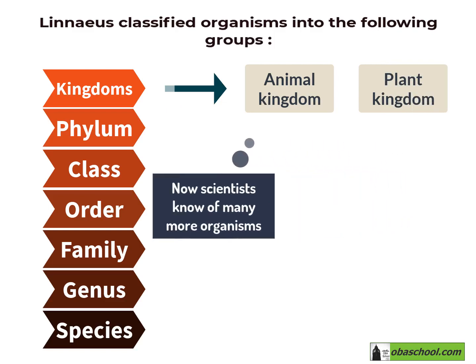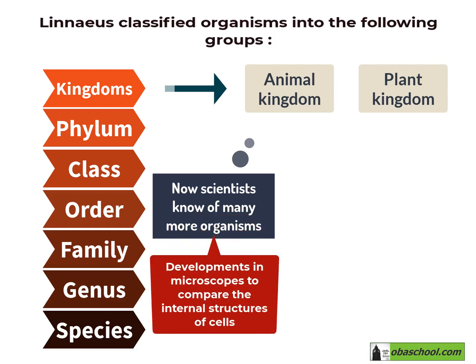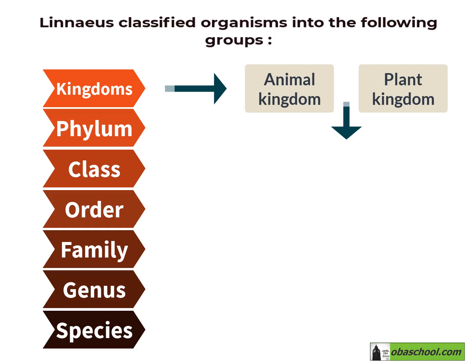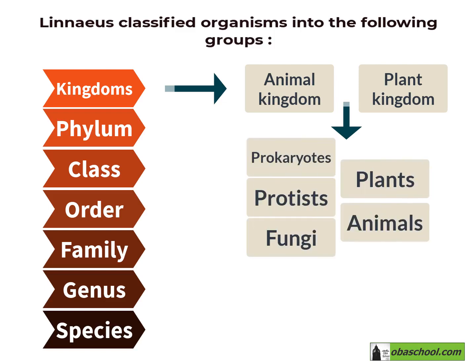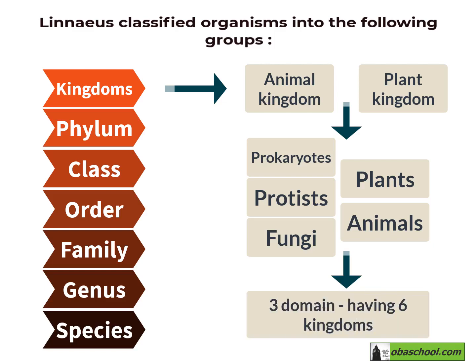However, nowadays scientists know many more organisms, and this is because of the developments in microscopes that have enabled scientists to compare the internal structures of cells. And as a result, classification systems have changed. At one stage, scientists used the 5 kingdoms that are the prokaryotes, protists, fungi, plants, and animals. However, now most scientists accept a 3-domain model that contains 6 kingdoms, as we will see in the next section.